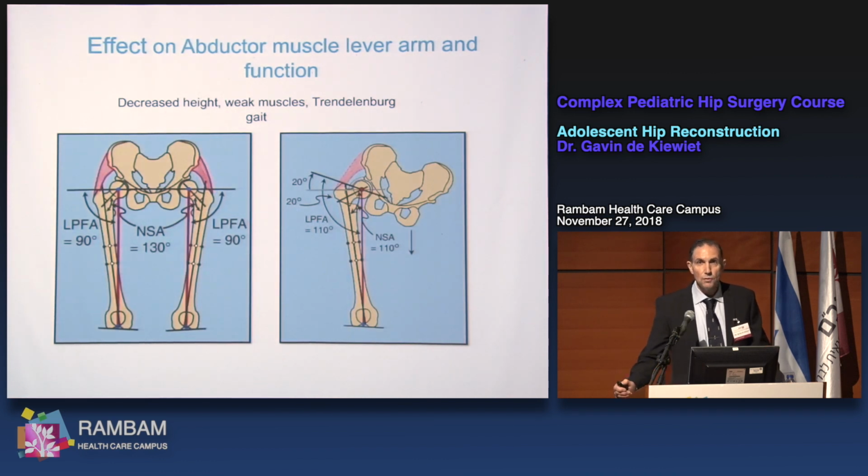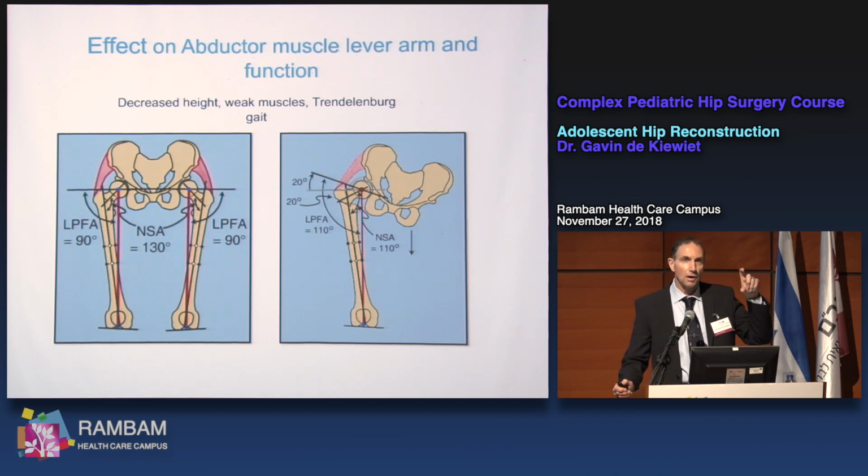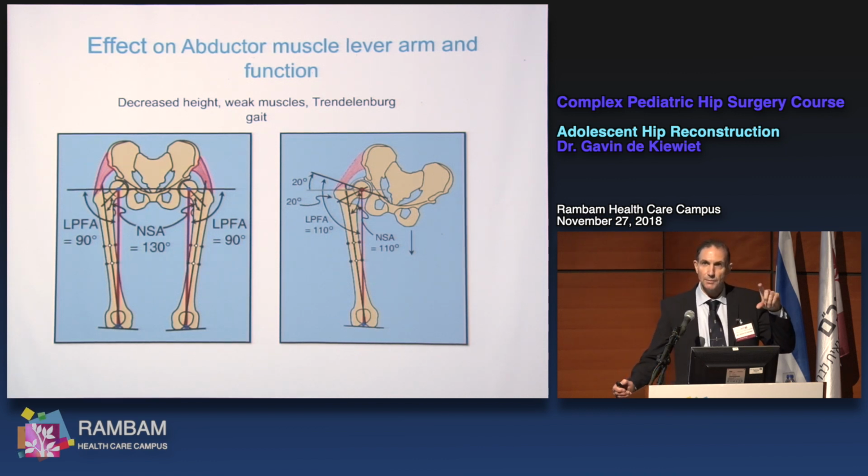Equally, if you do a varus osteotomy, as you saw in the case that was just presented now that we can operate on later today, that trochanter is going to move, and it goes up, which means I'm decreasing the lever arm of the abductor muscle, that abductor muscle force.